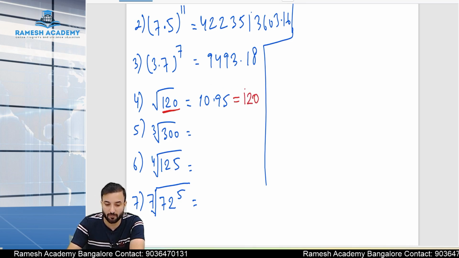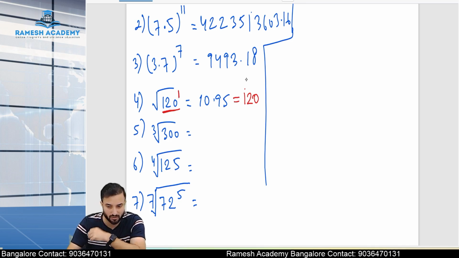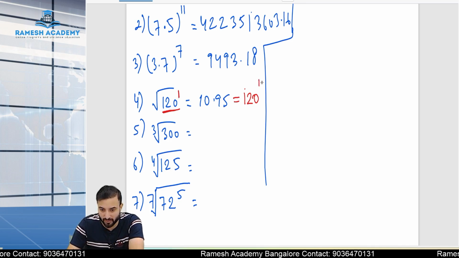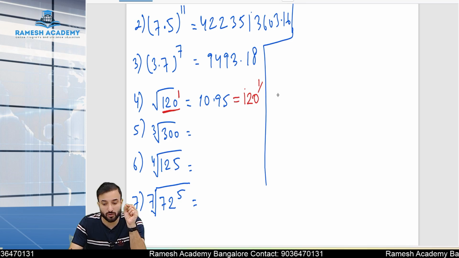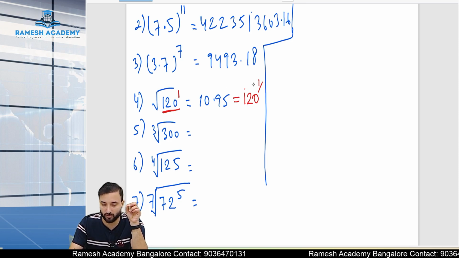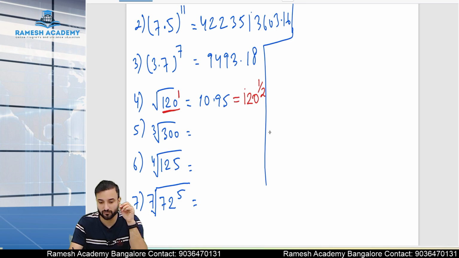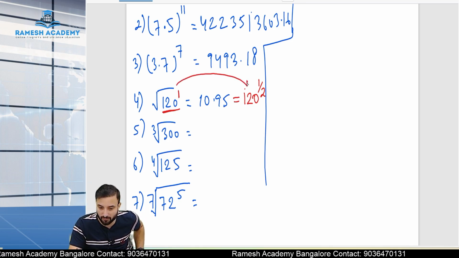Then we will see the power of the number. What is the power of the number? 1. Correct. If nothing is written, it means 1. So we write 1 in the numerator, divided by whatever the root is, we write the root in the denominator. The root is square root, so square root means 2. So first you have to write in this simplified form.